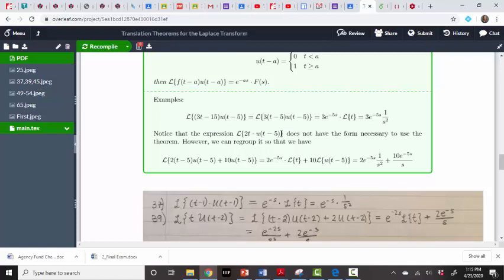It's like calling me Nick versus Nikki or Miss Nikki. So what I did here is 2t I rewrote as 2t minus 10 plus 10. And I kept the first part, 2 times the quantity t minus 5 times the unit step function, and then plus 10 unit step function of t minus 5. So pause this video. This inside the brackets is the same as what I had up here.